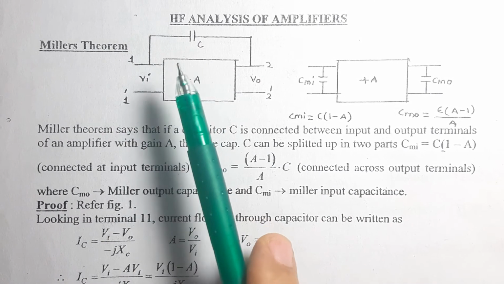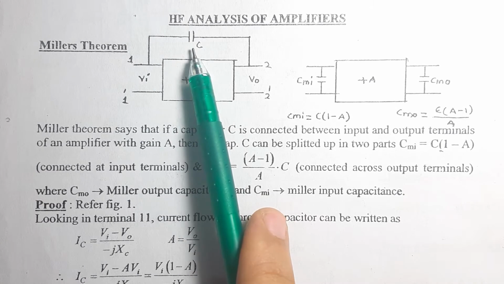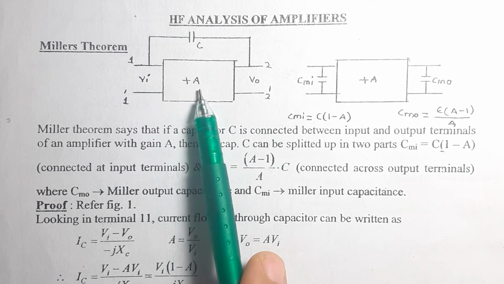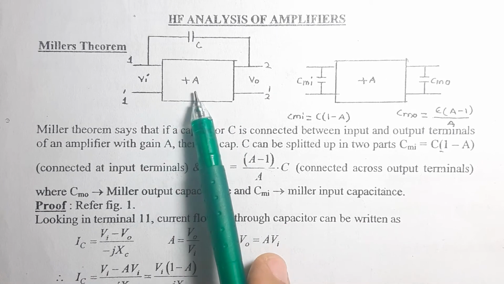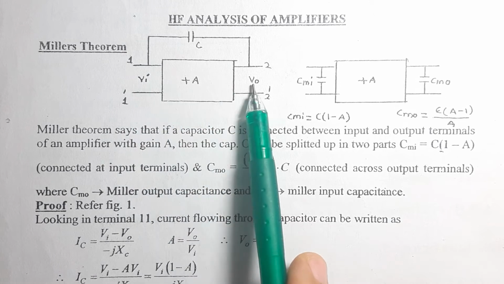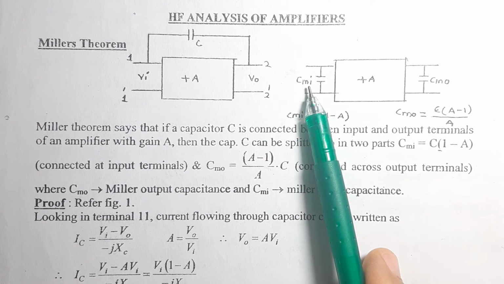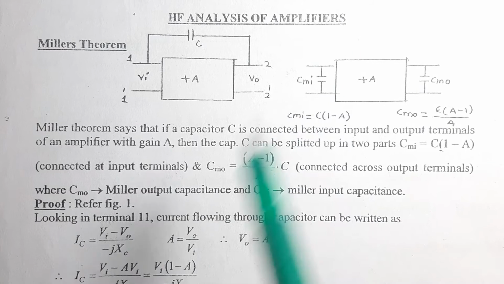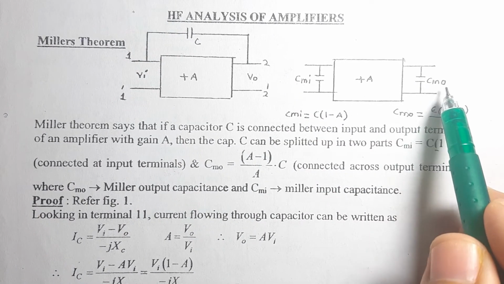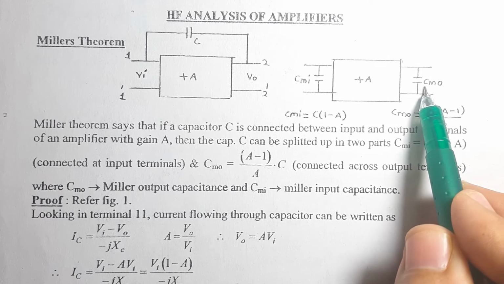Miller theorem says that if a capacitor C is connected between the input and the output terminals of an amplifier with a gain A, then the capacitor C can be split up into two parts, one at the input and one at the output. The one at the input can be called CMI, or input Miller capacitance. Similarly, the one at the output will be called output Miller capacitance.